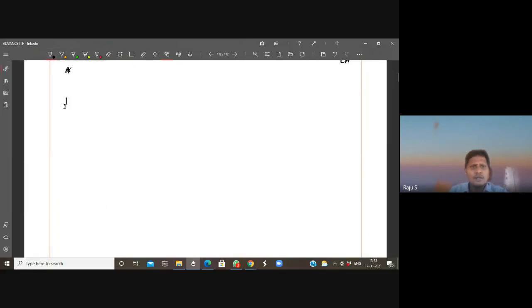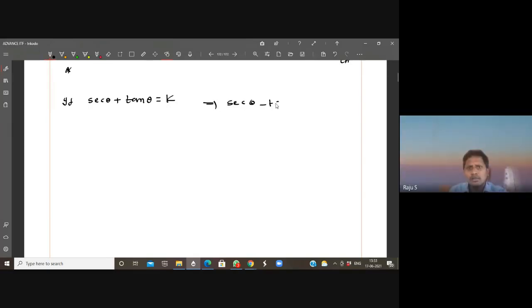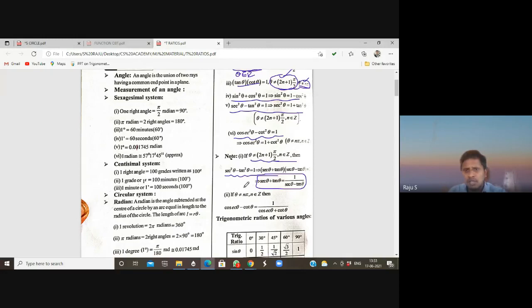If secant theta plus tan theta is equal to k, which implies what is secant theta minus tan theta. Already we discussed this when we discussed the standard forms. In the same way, they may give secant theta minus tan theta as k, then secant theta plus tan theta is 1 by k, the reciprocal. Okay, that property alone they have given here.